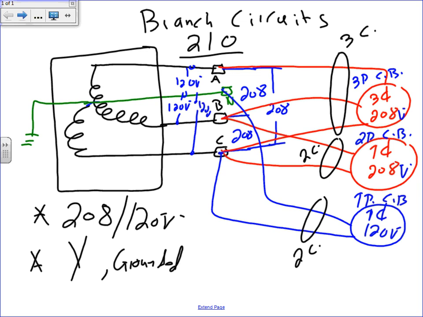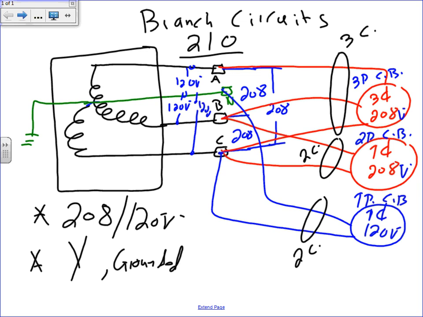Does everybody know what I have with three branch circuits? The first one is called the branch circuit three phase. The second one is called the branch circuit single phase two hots, not two phase, single phase two hots. And the third one is called single phase one hot in this case.